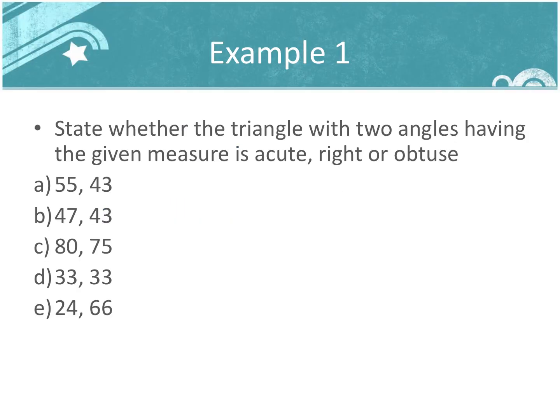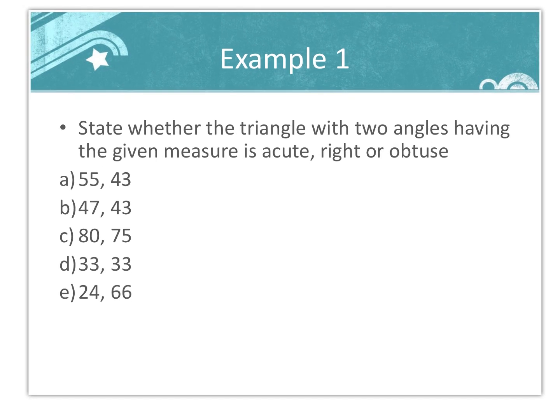And now we're just going to get to a bunch of problems that we need to solve. In these problems, they want us to state whether the triangle with these two given angles is acute, right, or obtuse. First of all, these are angle measures, so they really should be stated in degrees. That would make it a little more clear. But basically, I have to figure out if it's acute, right, or obtuse.